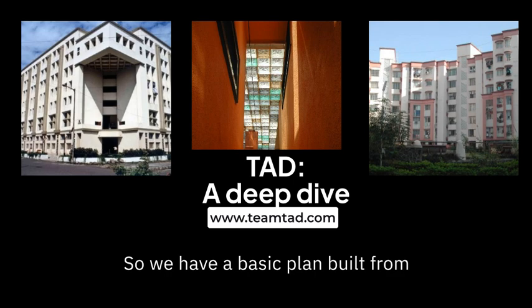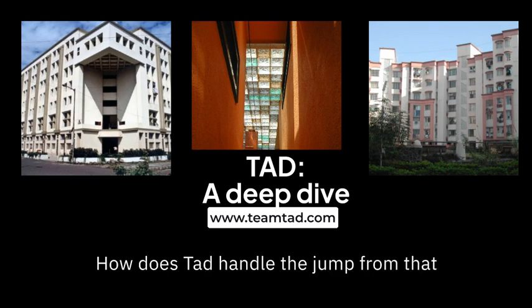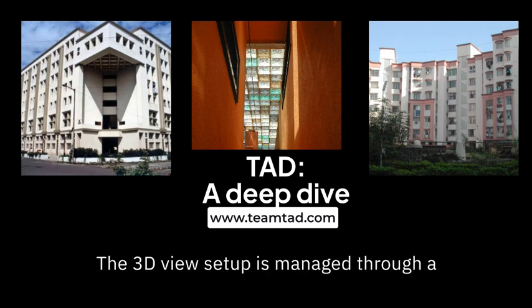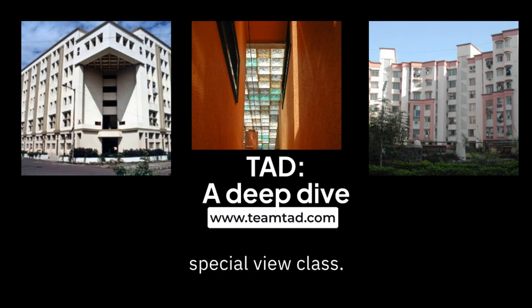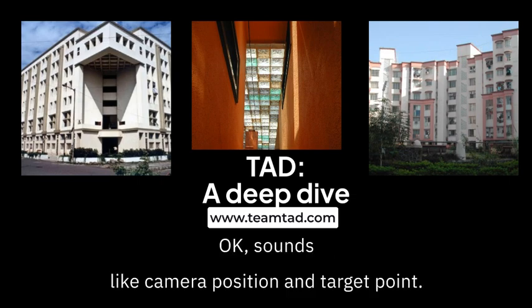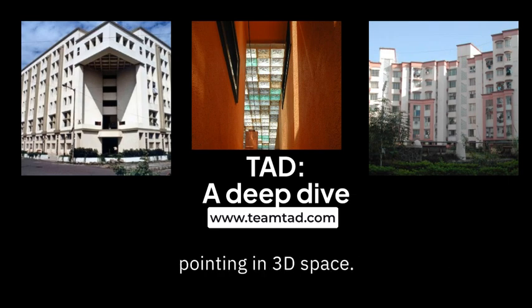So we have a basic plan built from spaces and an envelope, but architecture needs 3D. How does TAD handle the jump from that plan to a visualization? Good question. The video moves on to that. The 3D view setup is managed through a special view class. Oh, another class. Yep. Inside this class, there are objects called location and look at. Okay, sounds like camera position and target point. That's essentially it. Defines where the camera is and where it's pointing in 3D space.